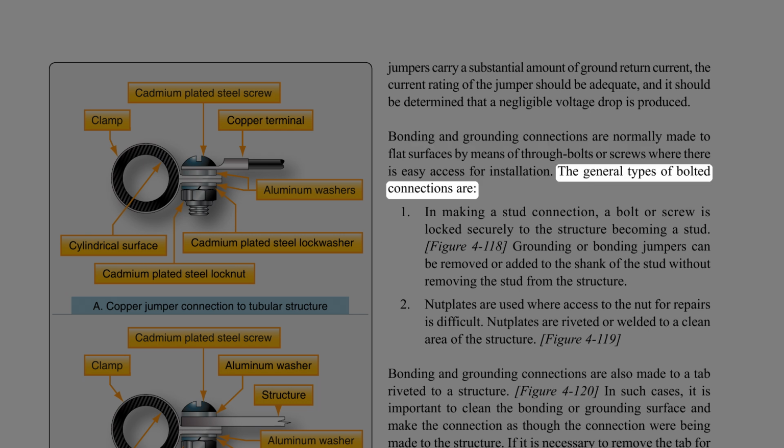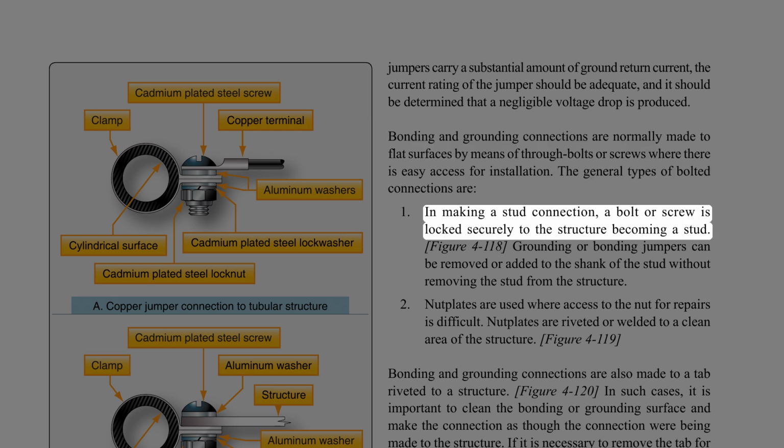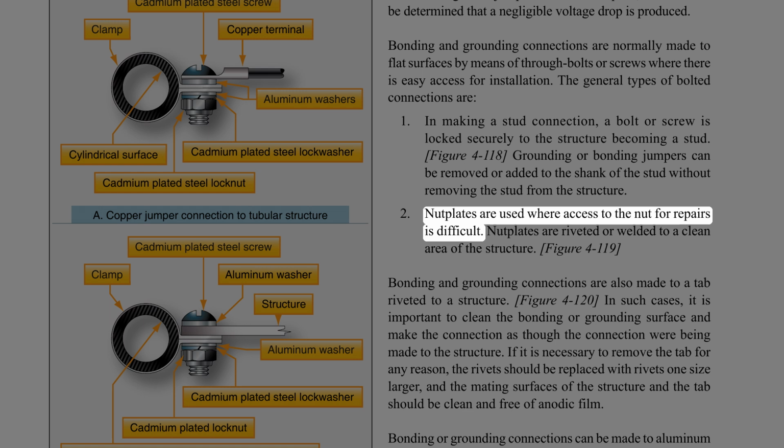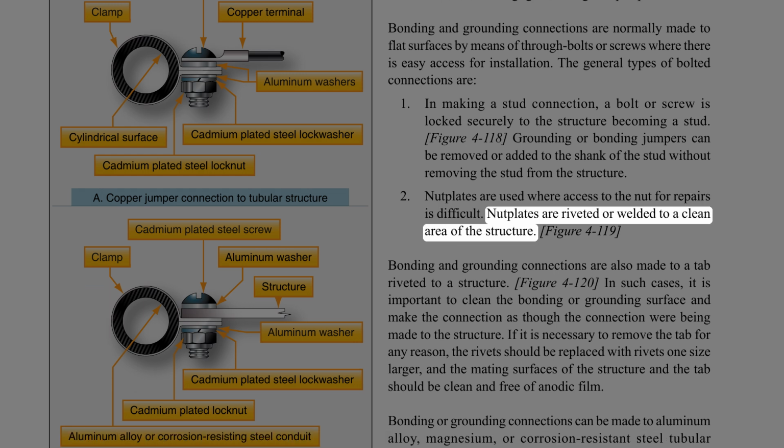The general types of bolted connections are: in making a stud connection, a bolt or screw is locked securely to the structure, becoming a stud. Grounding or bonding jumpers can be removed or added to the shank of the stud without removing the stud from the structure. Nut plates are used where access to the nut for repairs is difficult. Nut plates are riveted or welded to a clean area of the structure.